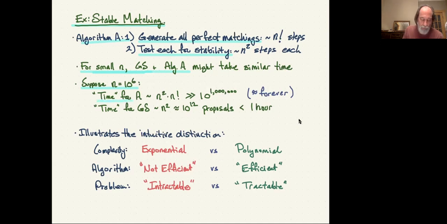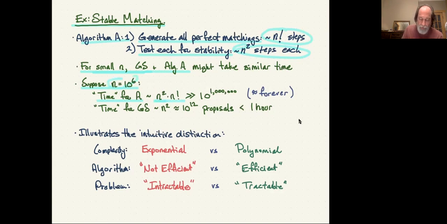So what's the time for algorithm A? Well, to generate all perfect matchings, there are n factorial perfect matchings. So at least n factorial steps to generate them, and about n squared steps to test each for stability, right? Intuitively, we probably have to look at each student and hospital pair and see if that's an unstable pair or not. Okay, so we expect something like n squared times n factorial steps.